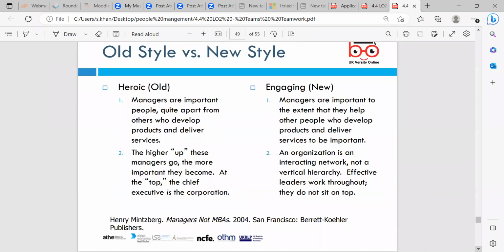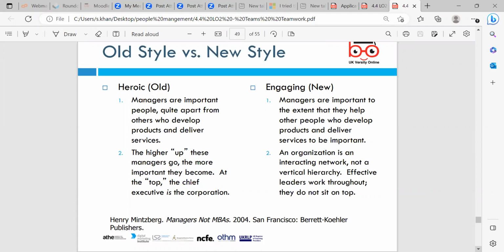So the heroic old style is: managers are important. Managers are important people, quite apart from others who develop products and deliver services. The higher up these managers go, the more important they become. At the top, the chief executive is the corporation. And the new style, the engaging manager: managers are important to the extent that they have other people who develop their products and deliver services.